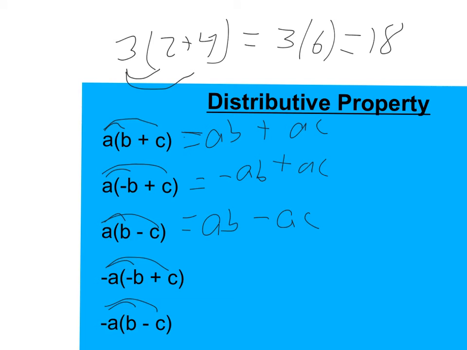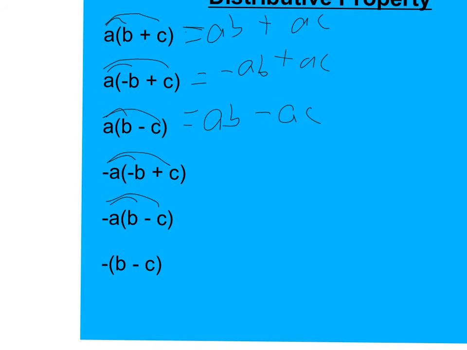In the fourth one here, now we've got a negative and a negative, and a negative times a negative is a positive, so that actually goes back to AB, and then minus AC. This one here, we've got a negative times a positive, so that's a negative AB, and then a negative times a negative, so that's a plus AC on that one.